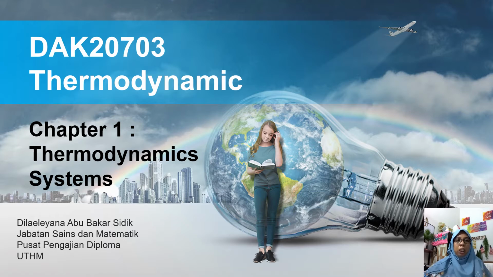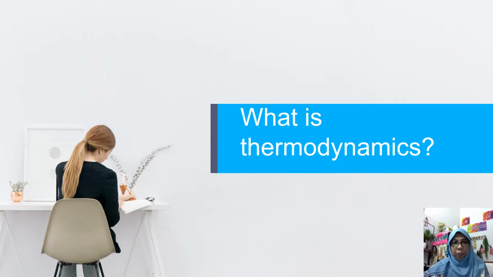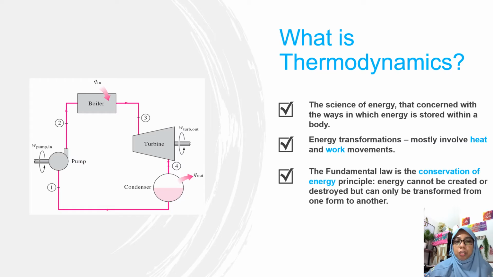Today we will learn about chapter 1, which is thermodynamic system. Okay, this is the content for this chapter. What is thermodynamic? Type of system, properties of a system, state, equilibrium and process, types of thermodynamic process. Okay, so the first part is what is thermodynamic.